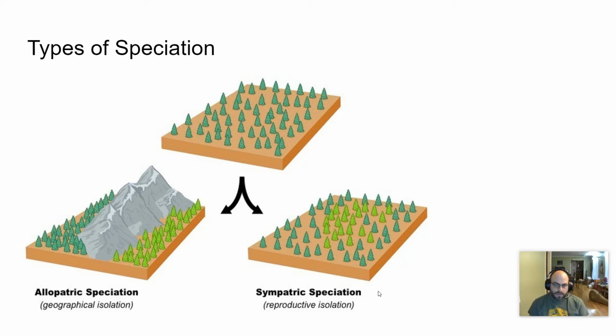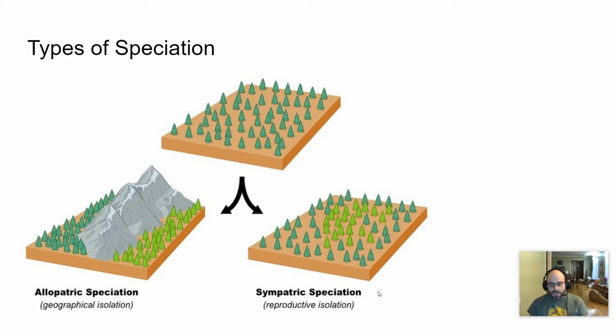The Grand Canyon is a good example. You have one species of squirrel on one side of the canyon and another species of squirrel on the other side of the canyon. Before the Grand Canyon formed, that species of squirrel was likely one species. That's allopatric. Allopatric basically means different land.